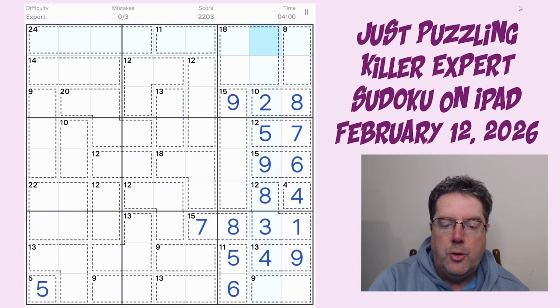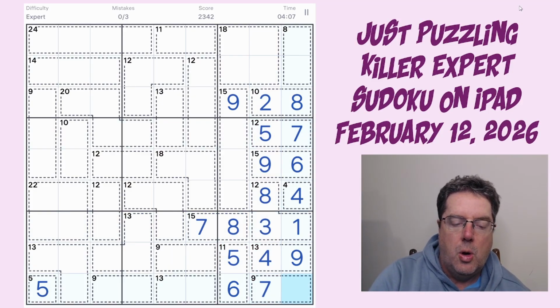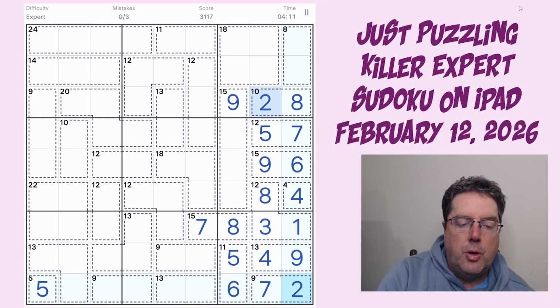So 1, 2, 3, 4, 5, 6, 7. So this is a 7. And to get to 9, this is a 2. I don't normally move this fast on these puzzles. This is a 9 and 4 here. So 9 is going to be over here somewhere.